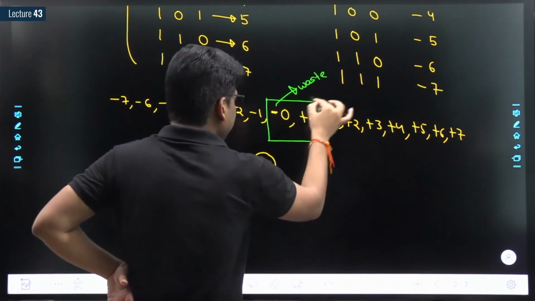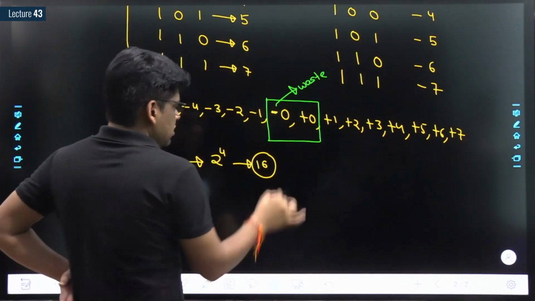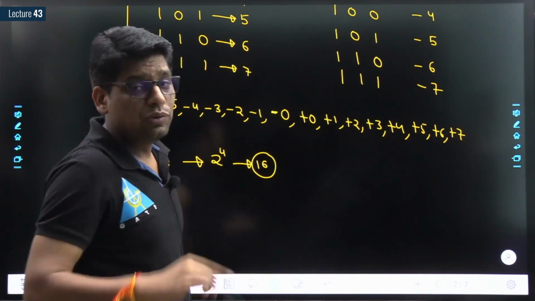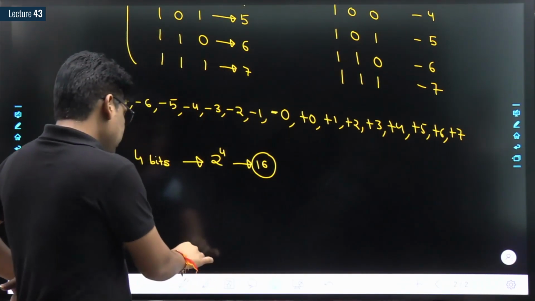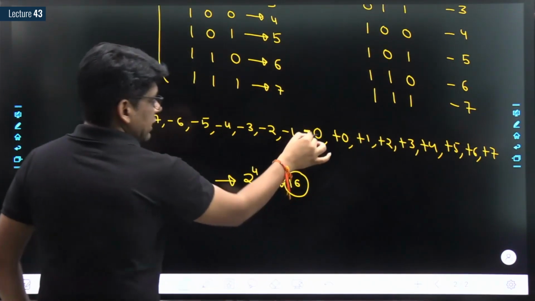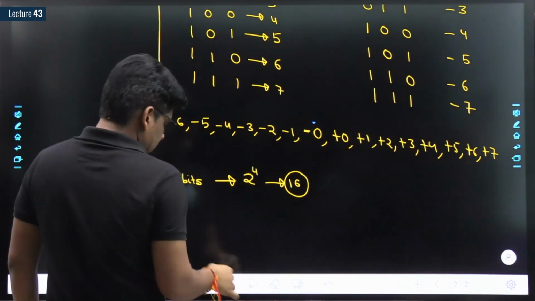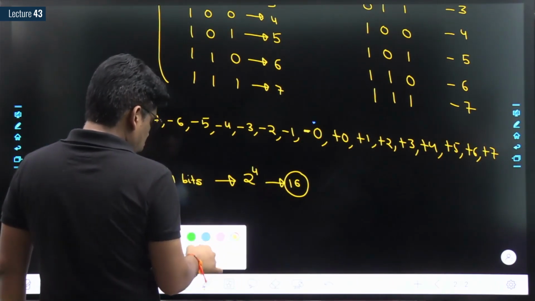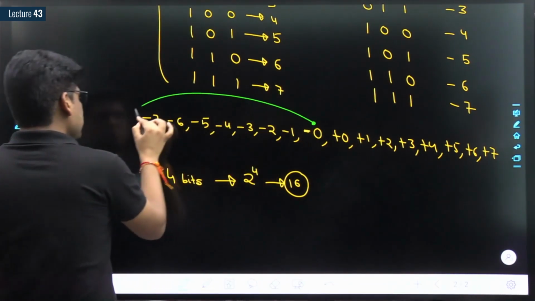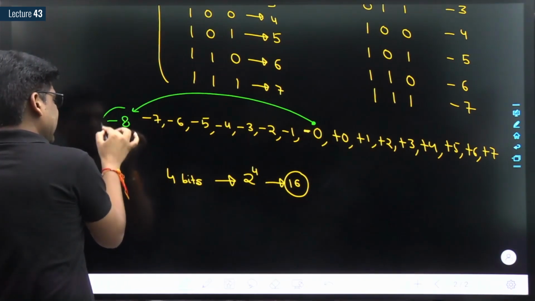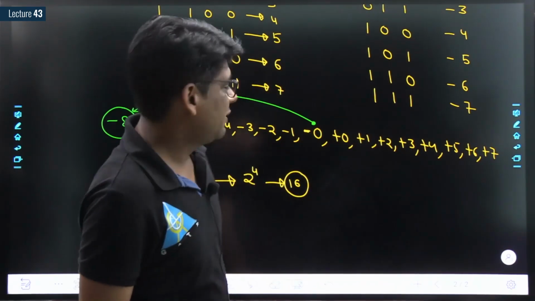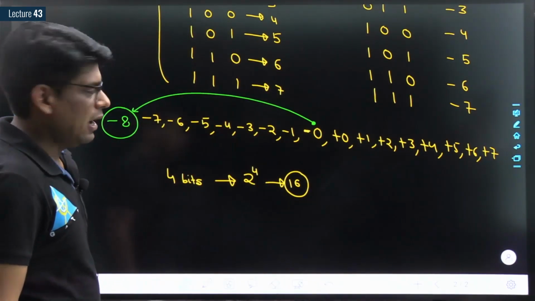What can we do? Can we somehow save this value? We are wasting one value that we can store. Yes, we can save it. How? Instead of wasting it, in 2's complement, this minus 0 becomes minus 8. That's the beauty of 2's complementation.